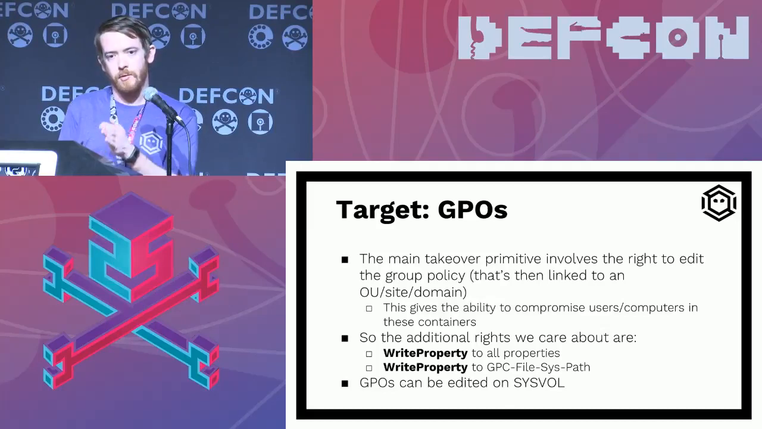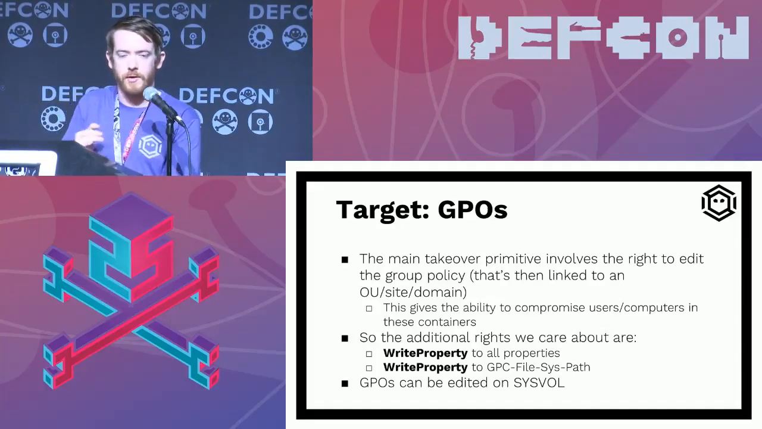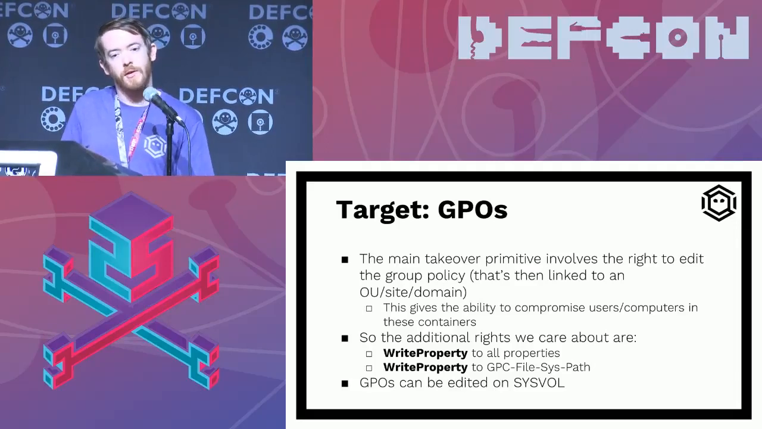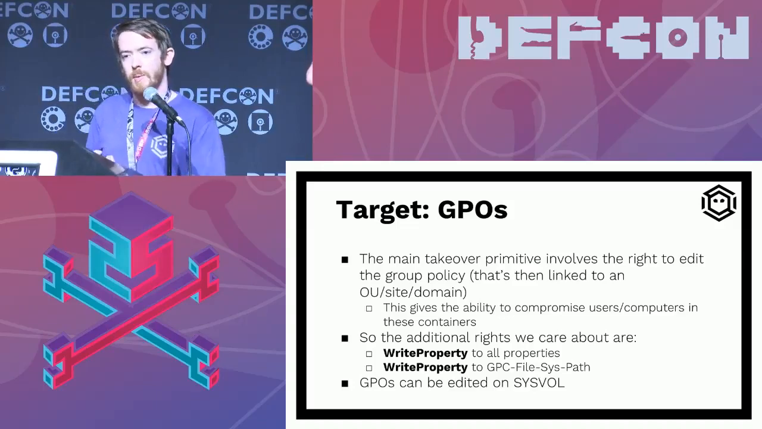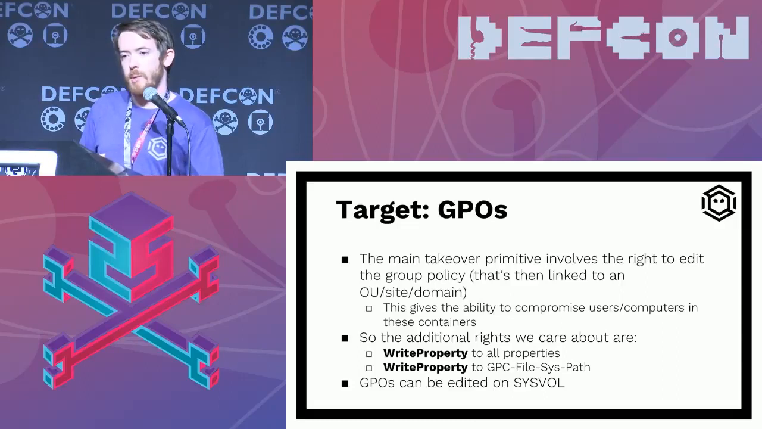These GPOs are linked to OUs, sites, and domains, and there are users, groups, and computers contained within these. So if you can modify the GPO, there's a million and one ways that you can get code execution on a computer it's applied to, or essentially code execution in the context of the user that the GPO is applied to. The rights we care about here are write property to all properties, like some of the other examples, and write property specifically to the GPC file sys path.